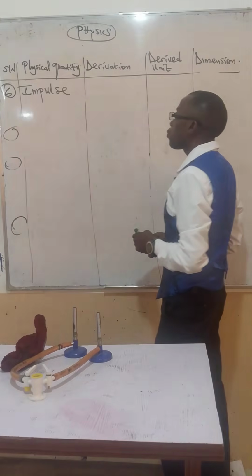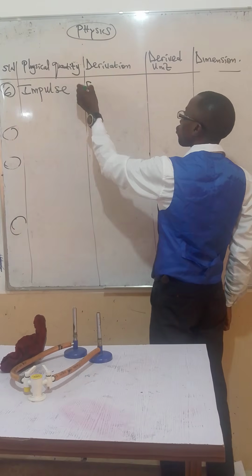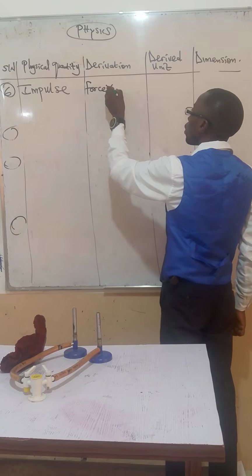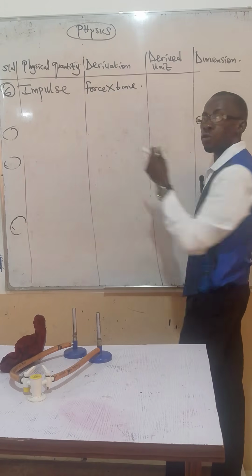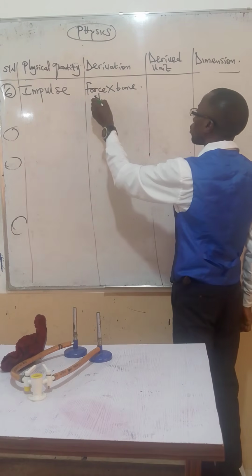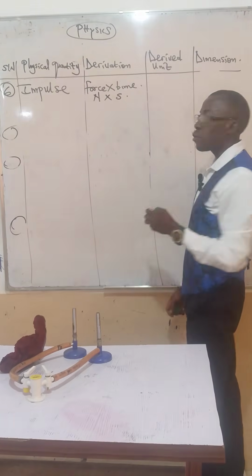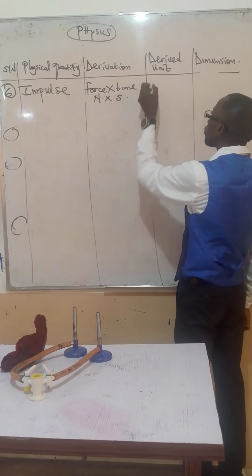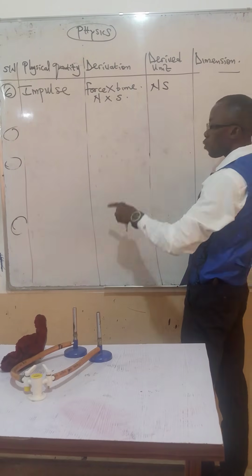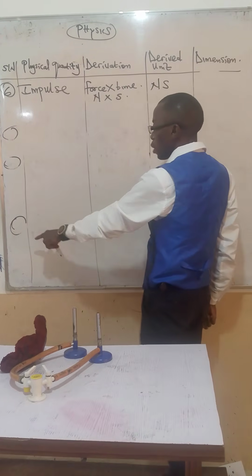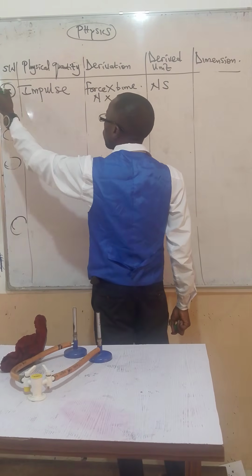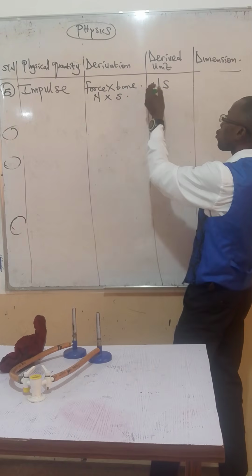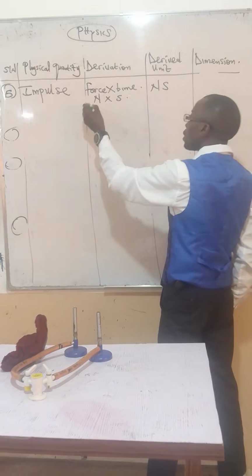All right, impulse is the product of force, average force, and time. So force is measured in Newton, time is in seconds. If you join this together, you are going to have the unit as Newton seconds. From the last example, that should be number 5. Then you have impulse, which is Newton seconds.